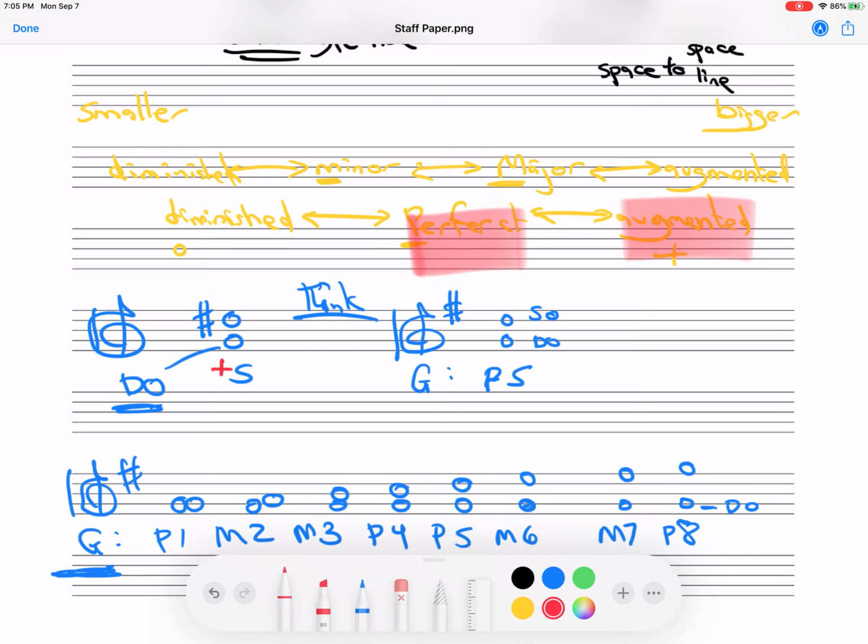I'll let you do one, and then we'll move on to one little last subject. So why don't you try this? What is this interval? A to C flat. You can stop the video and think about it.